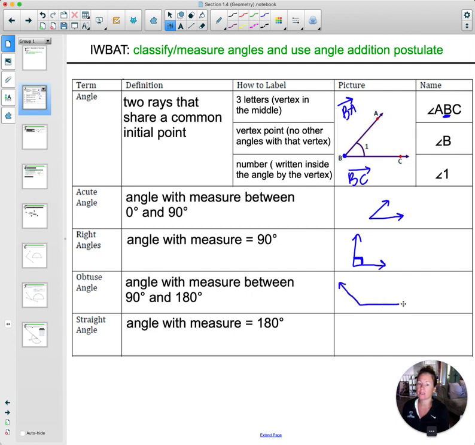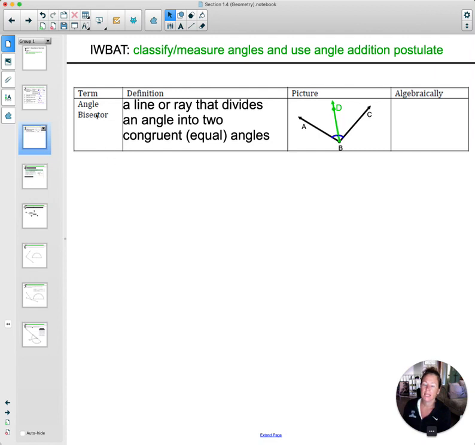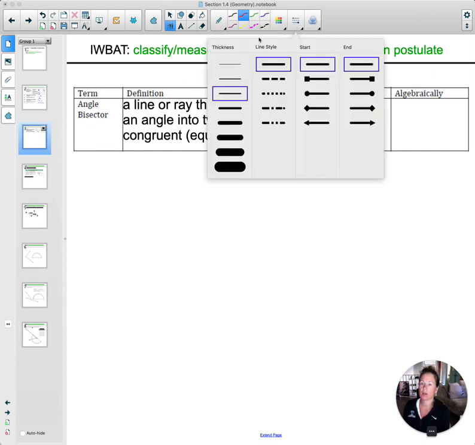An obtuse angle needs to be bigger than 90 degrees, but less than 180, with 180 being a straight line or a straight angle. So we've got this tiny little angle as acute. We've got the 90-degree angle. We've got this one bigger than 90 as obtuse, and then this one equal to 180 for a straight angle.